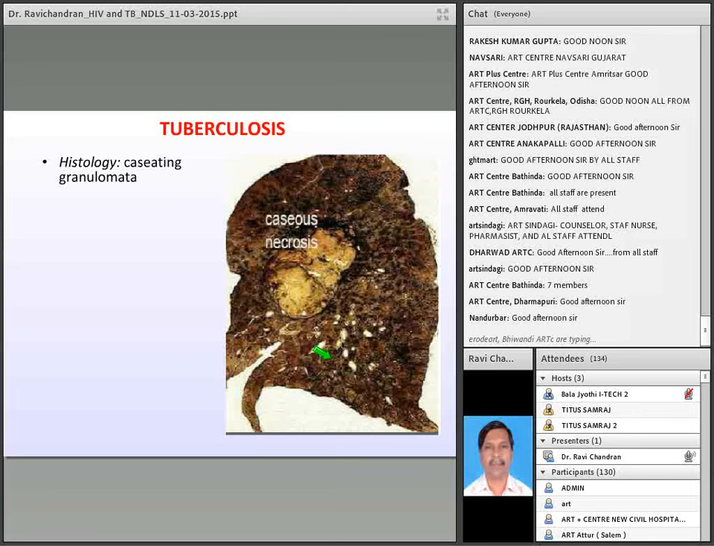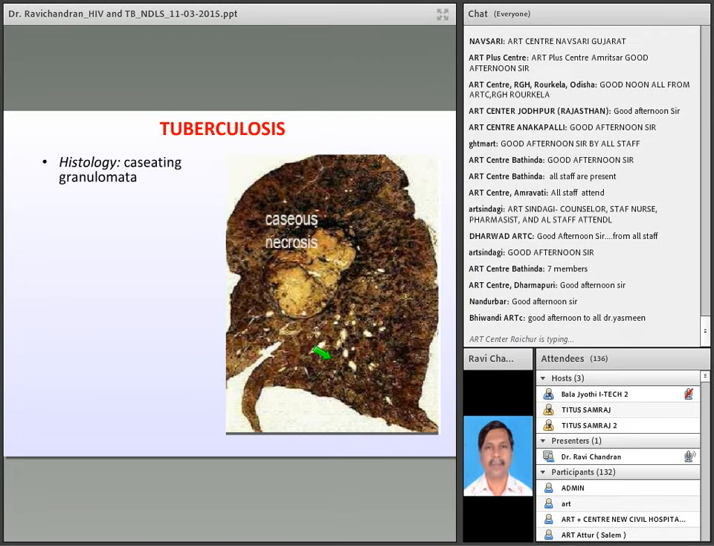And this is the macroscopic appearance. You can see a granuloma with central caseating necrosis, which is very characteristic of a tuberculous granuloma. This caseous necrosis is surrounded by lymphocytes, epithelioid cells, and multinucleated Langerhans cells. It constitutes the typical tubercle. That's why it is called tuberculosis.